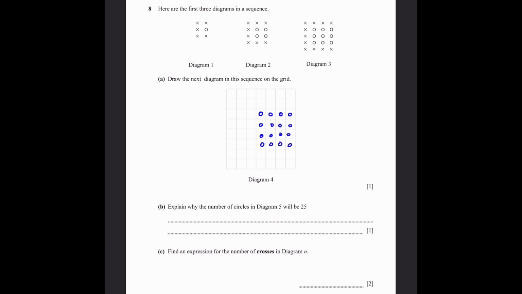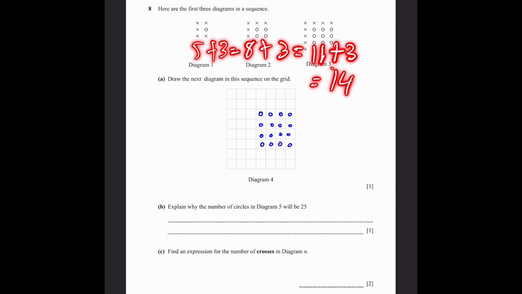These 16 circles must be arranged in a square-like shape, because you can see like this. Now, let's draw these crosses. Diagram 1, there are 5 crosses. In diagram 2, there are 8. Diagram 3, there are 11. So 5 plus 3 is equal to 8, and then add 3 to 8, it becomes 11. Now we add 3 to 11, it becomes 14. So in diagram 4, there will be 14.